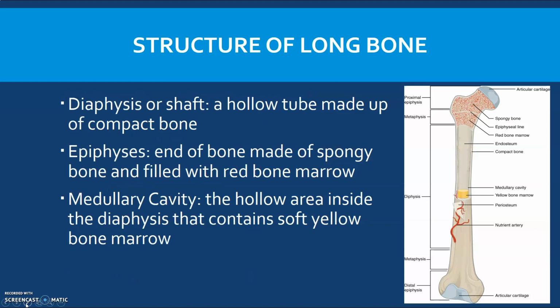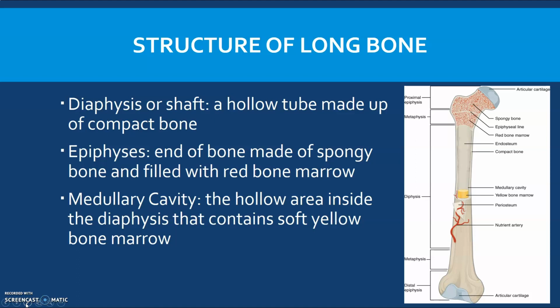Now we are going to look at the structure of a long bone. The diaphysis, or the shaft, is a hollow tube made of compact bone. The epiphysis is the end of bone made of spongy bone and filled with bone marrow. And bone marrow is a connective tissue that fills the interior of most bones.